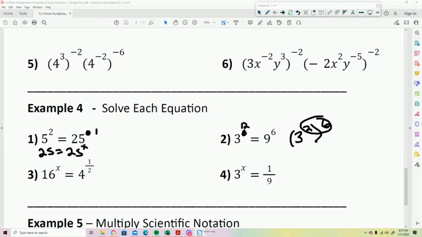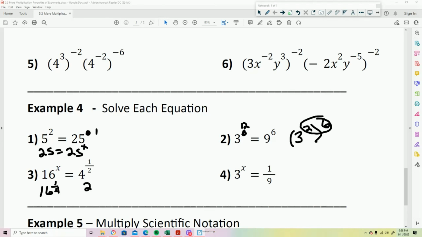Okay, now look at this. 4 to the 1/2 is really the square root of 4, which is 2. So what do I have to raise the 16 to, to get 2? Well, I have to take the square root twice. So if I'm taking the square root twice, that is the 4th root. So it's 16 to the 1/4. Notice 16 is the square of 4. That means it's 1/2 times 1/2, which gives us 1/4 for the exponent.